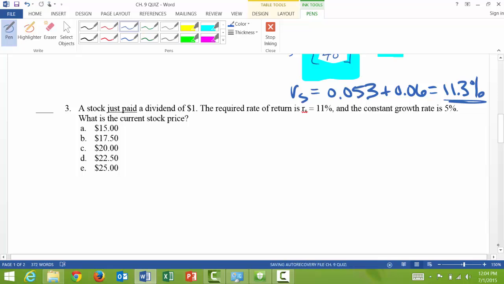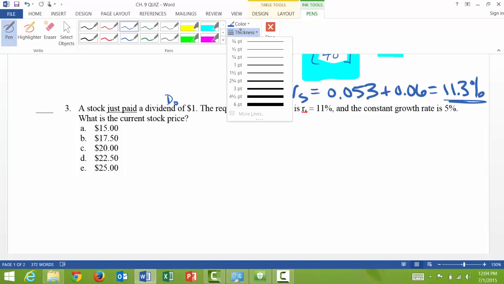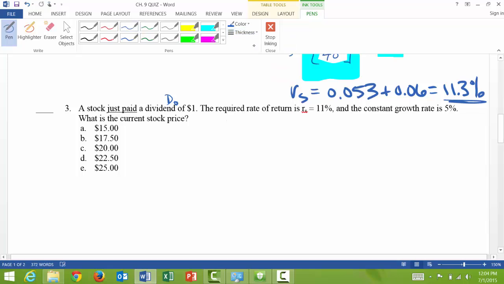So then we go to question number 3. A stock just paid a dividend of $1. That means that is D0. The required rate of return is 11%, so that's R, and the constant growth rate is 5%, so that's our g. What is the current stock price?